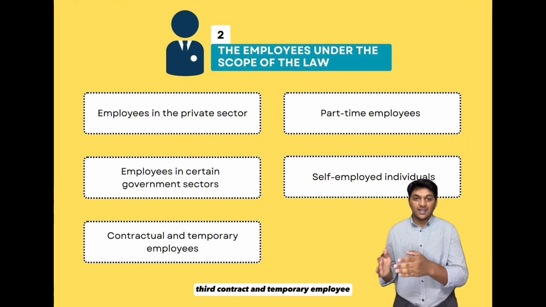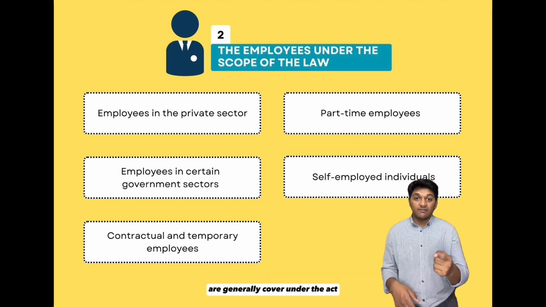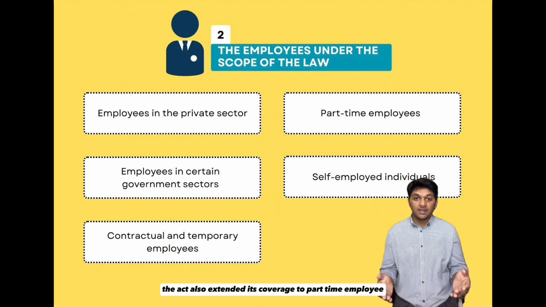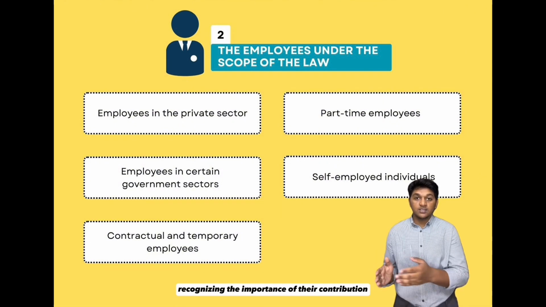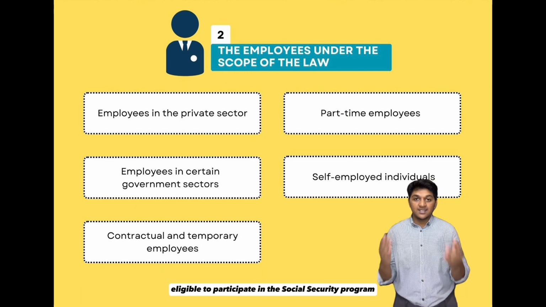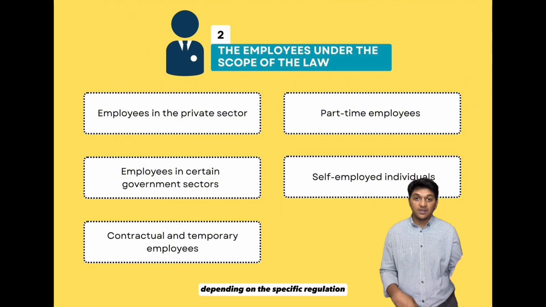Third, contract and temporary employees. Both contract and temporary employees are generally covered under the Act, ensuring their social security protection. Next, part-time employees. The Act also extended its coverage to part-time employees, recognizing the importance of their contribution and ensuring their well-being. Lastly, self-employed individuals. In some cases, self-employed individuals may also be eligible to participate in the Social Security program, depending on the specific regulation and provision of the Act in their region.